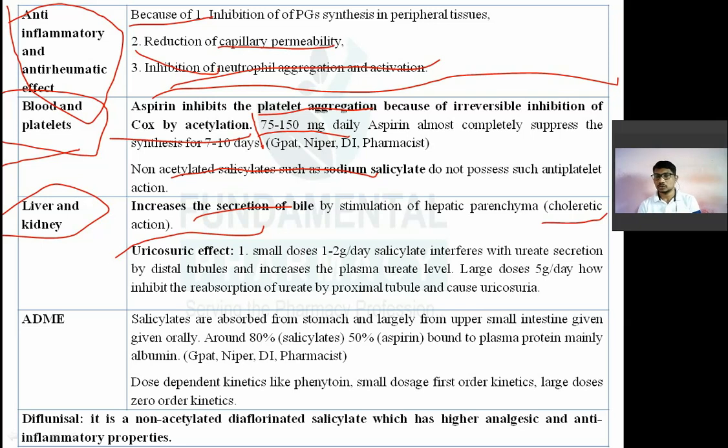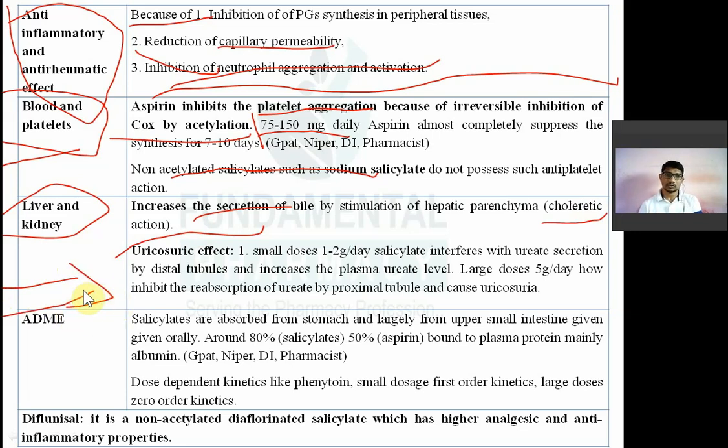So aspirin is a uricosuric drug in higher doses, not in a smaller dose. So uricosuric dose कितना है, 5 gram per day. Uricosuric means that it will increase the uric acid excretion in the urine. Why is it important? See, if uric acid increases in the blood, that may develop into gout.